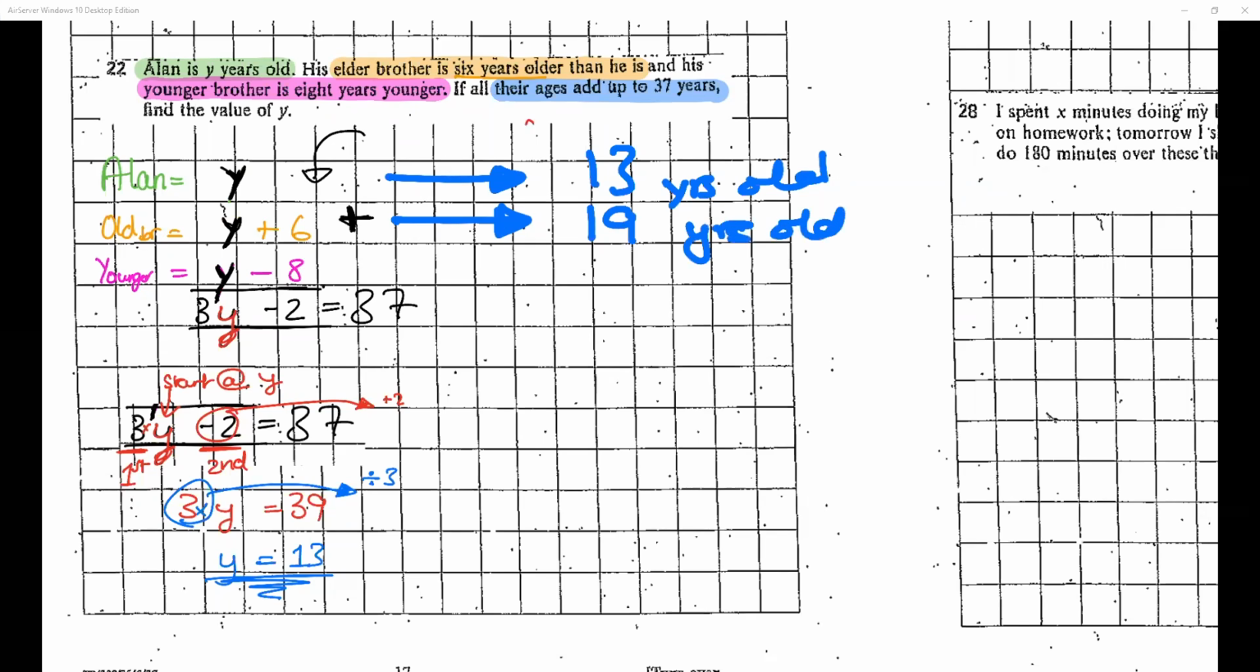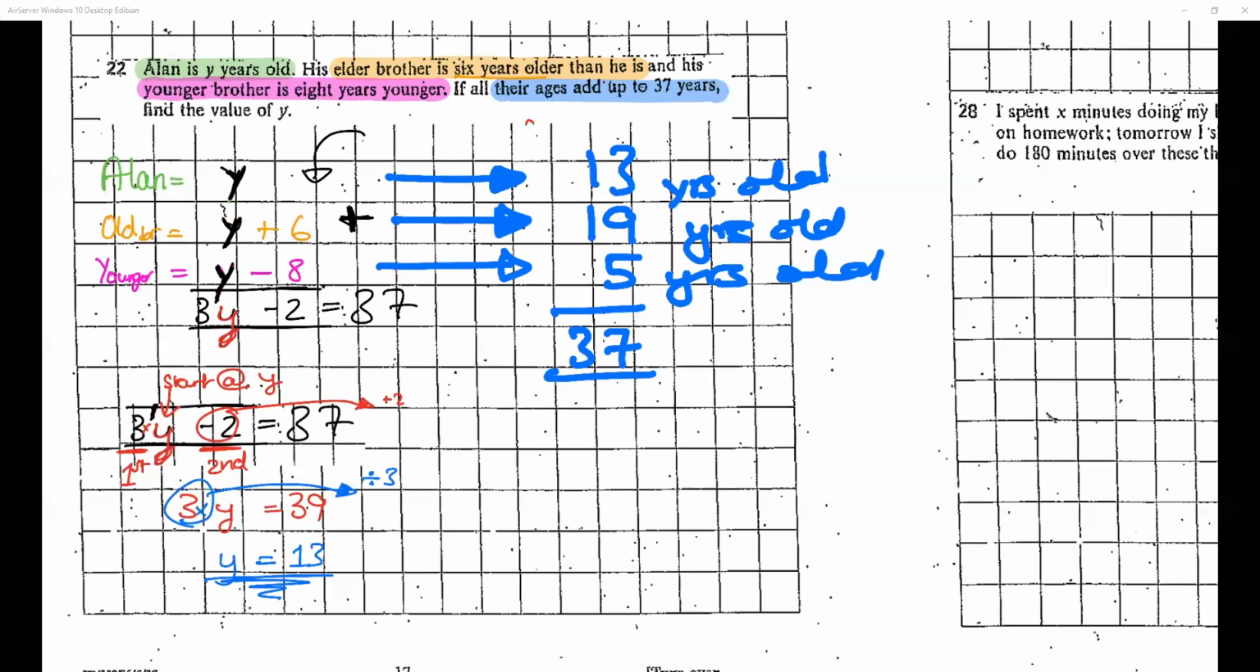And his younger brother is 5. His younger brother will be 8 years younger. So it'll be 13 minus 8. So the younger brother is 5 years old. And if you wanted to test it, you can add them all up and that should give you 37. Does that give us 37? I think so, yeah. Yes, it does.